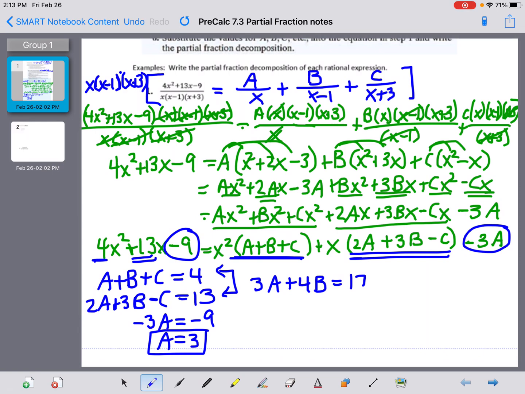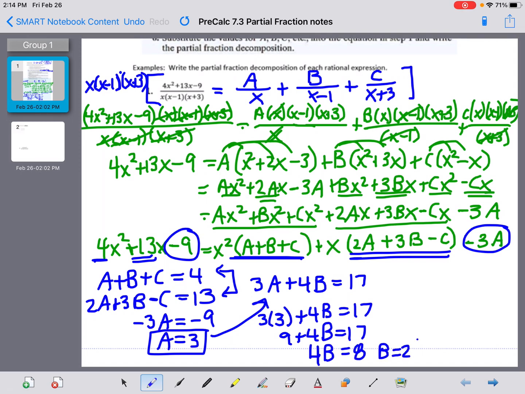But what's super nice is I already know what a equals, so I'm going to plug it in. 3 times 3 plus 4b equals 17. That gives me 9 plus 4b equals 17. Subtract 9, 4b equals 8, and b equals 2.